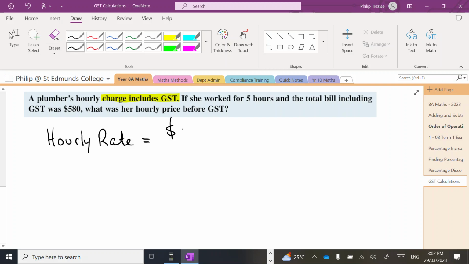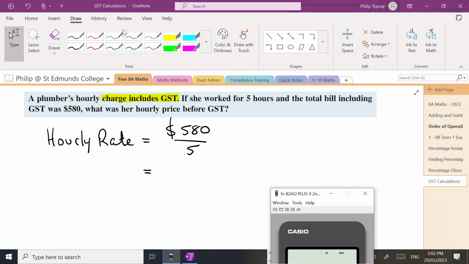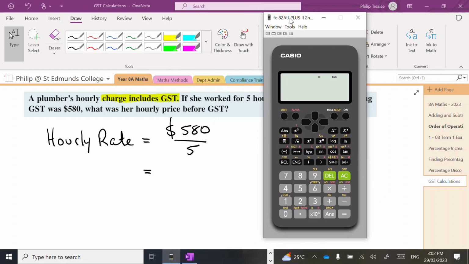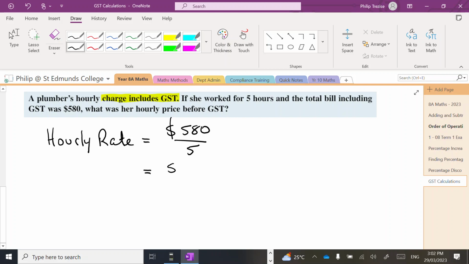So $580 divided by 5 hours. Now, I'll use my calculator for this one. So we have $580 divided by 5. We have $116 per hour. That's the hourly rate for the plumber. Now that includes the GST. We have to work out the hourly price before the GST.